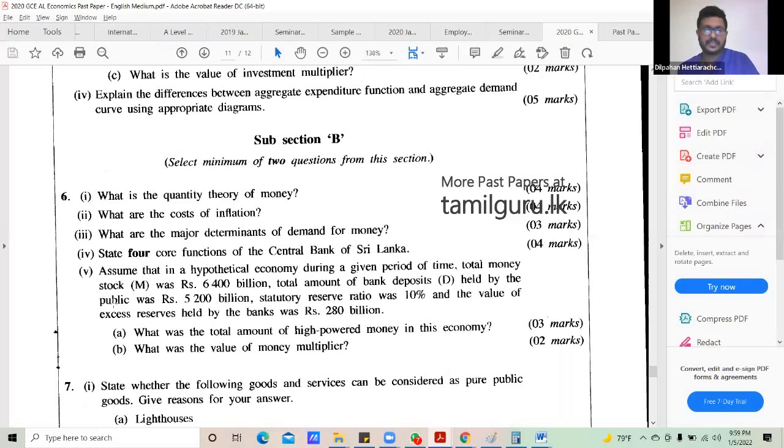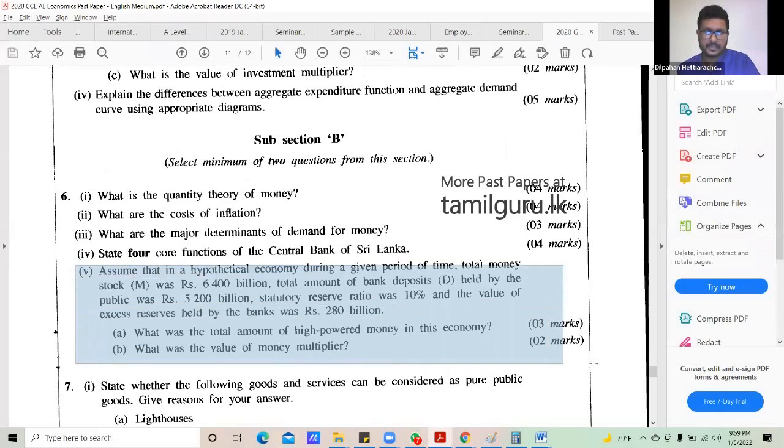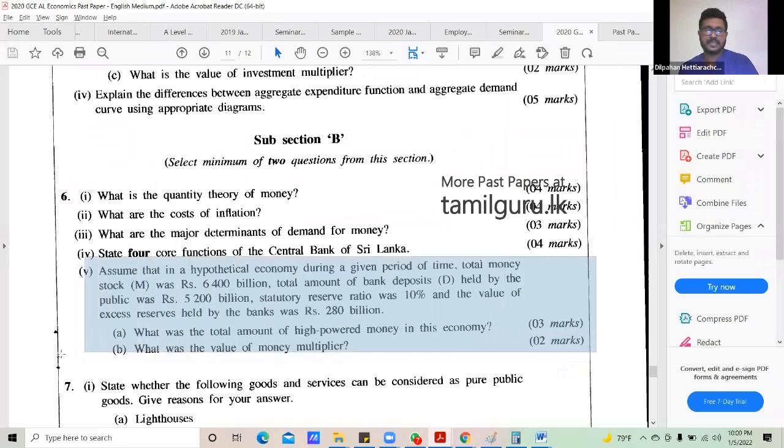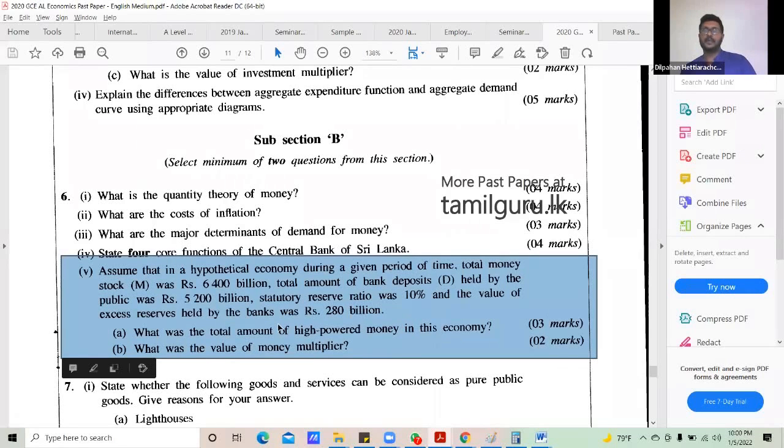So that's why I selected this question, right? This is the only calculation you have in this sixth question. Look at this. Just take 30 seconds and try to understand the information available. Right. Okay. So there is a question.